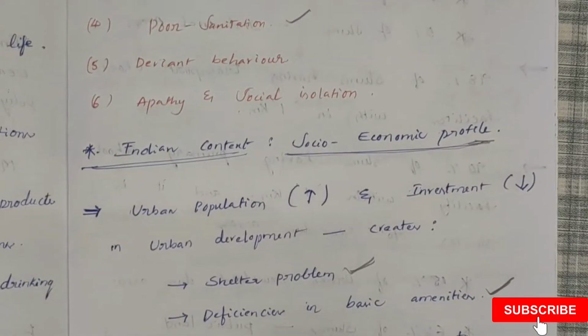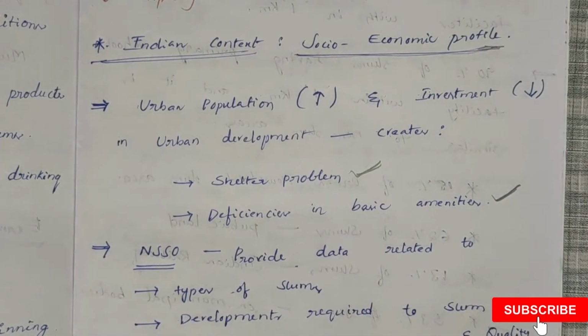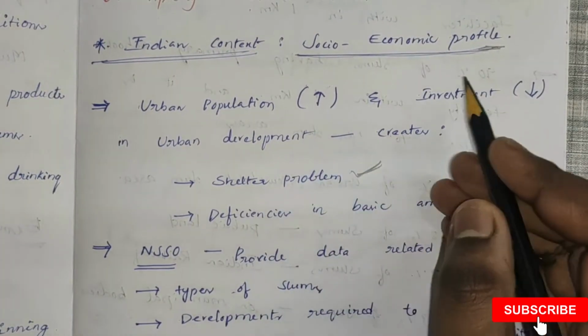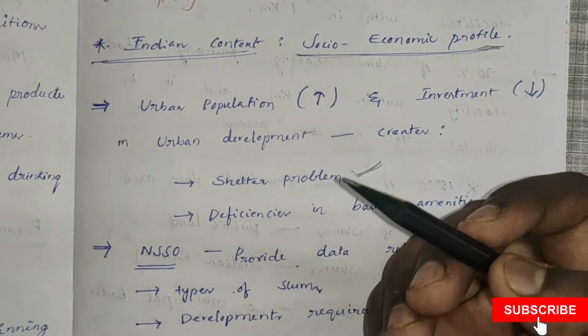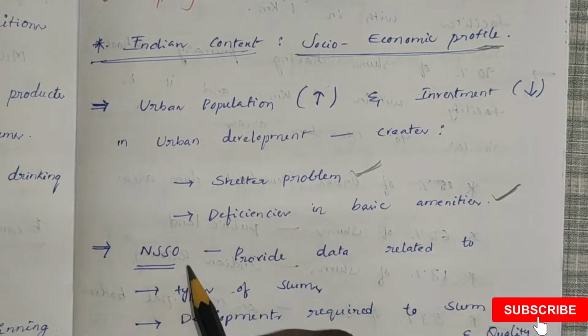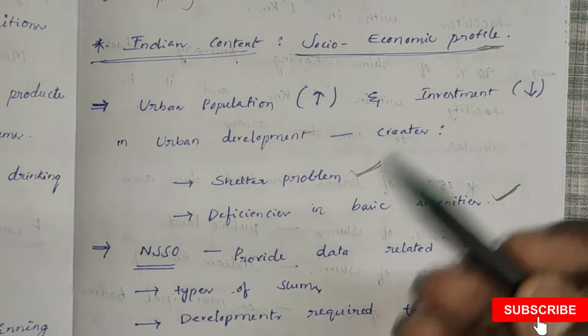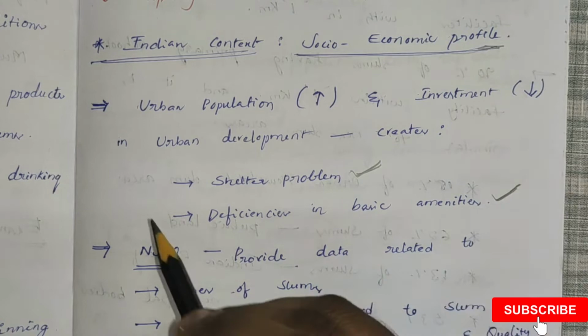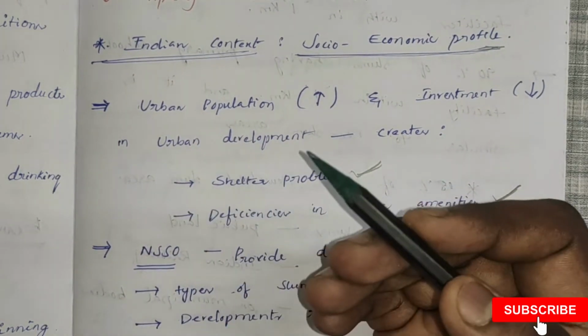Next, see the Indian context, the socio-economic profile of Indian slums. Coming to the Indian context, this is data from the NSS, the National Sample Survey Organization. The National Sample Survey Organization provides data related to types of slums. Understand? Let's start with the urban population actually increasing.